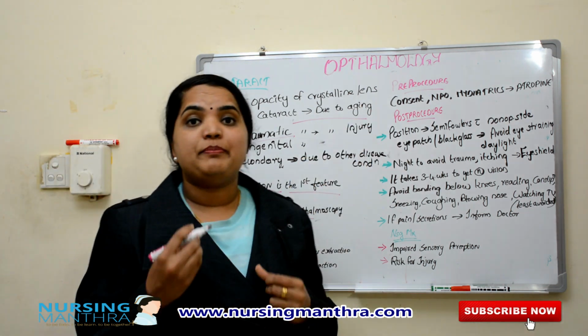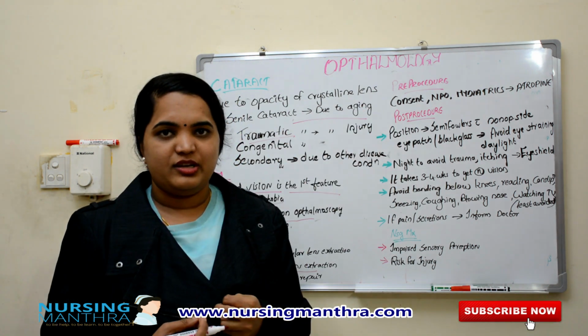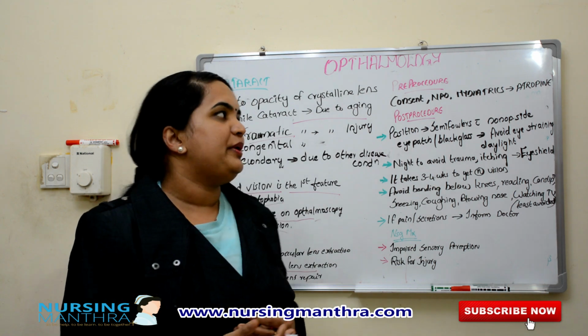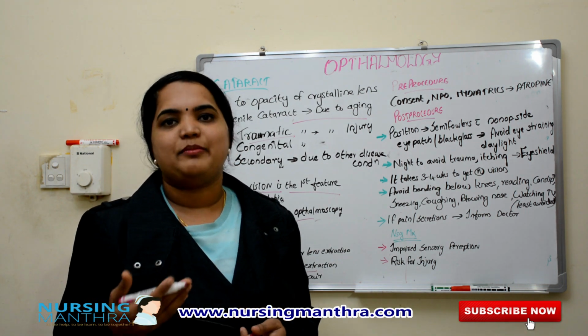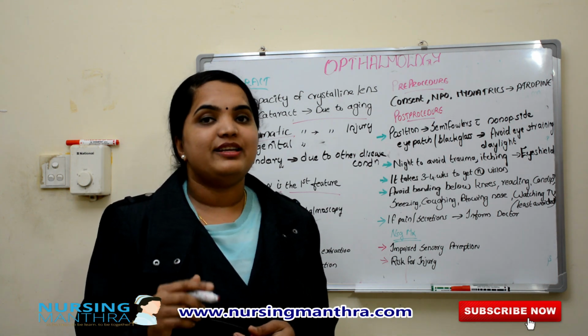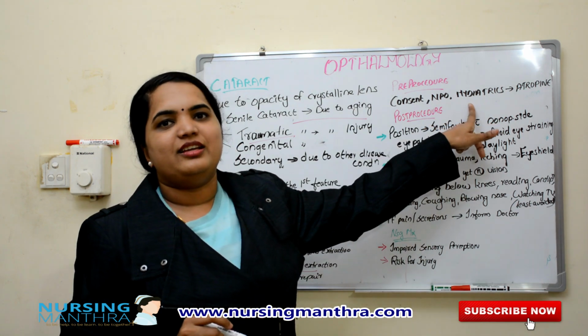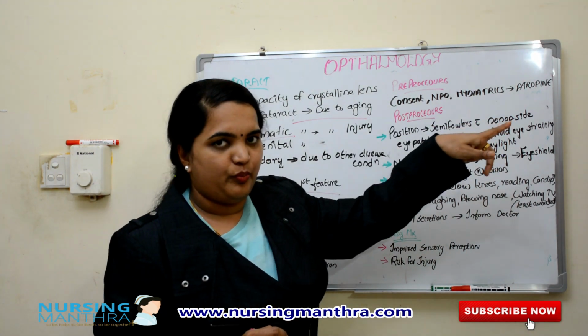And what is the pre-procedure care we have to do? We have to take consent from the patient, same as for other procedures, and keep the patient NPO. Then we have to administer mydriatics. An example is atropine. The important thing is that it is contraindicated in glaucoma. Example for mydriatics is atropine.